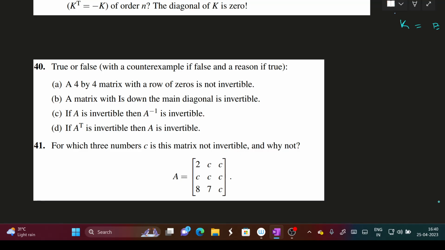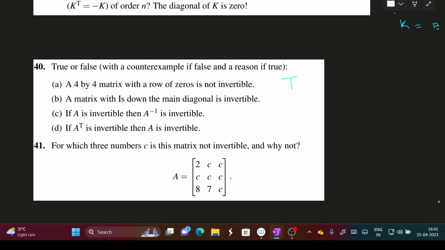A 4 by 4 matrix with a row of zeros is not invertible because one of the pivots is missing. So A does not have a full set of pivots. So it is singular. Hence, it does not have an inverse, because a matrix should be non-singular to have its inverse. So here a 0 row means one pivot is missing, so it does not have a full set of pivots. Hence, it is singular, so its inverse does not exist. So it is true.